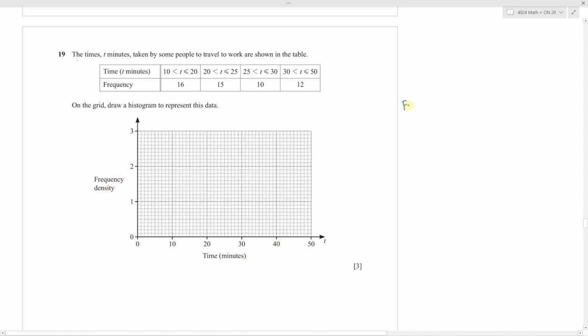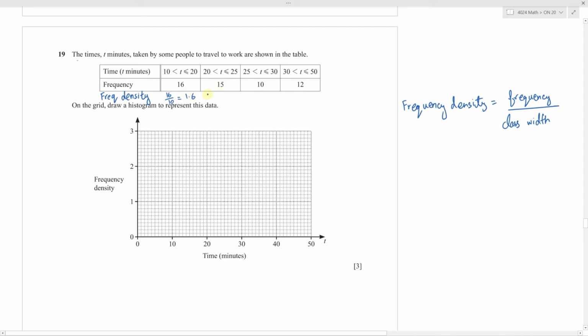So we know that frequency density is the frequency divided by class width. So I will add another row here for frequency density. So here my frequency is 16 and my class width is 20 minus 10, which is 10. So 16 divided by 10, my frequency density here is 1.6.